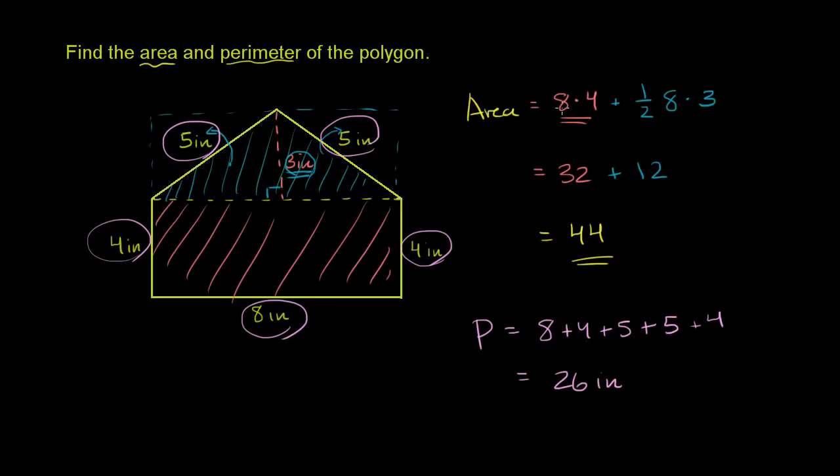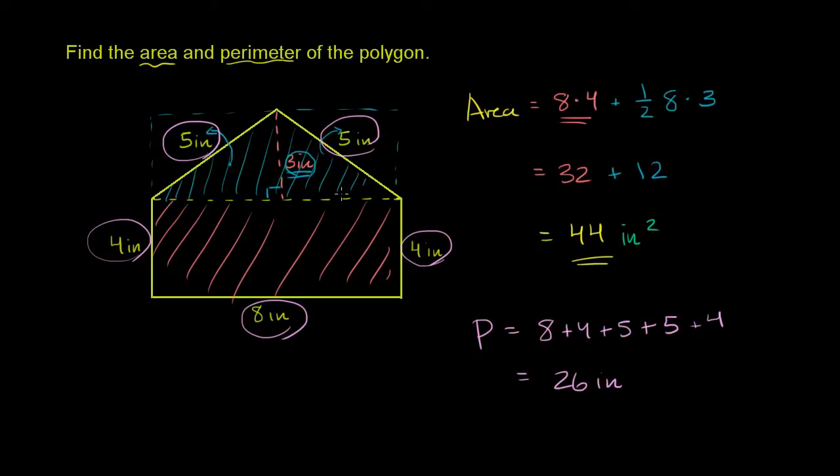Because over here, I'm multiplying 8 inches by 4 inches. So you get square inches. 8 inches by 3 inches. So you get square inches again. So this is going to be square inches. So area is 44 square inches. Perimeter is 26 inches. And that makes sense because this is a two-dimensional measurement.